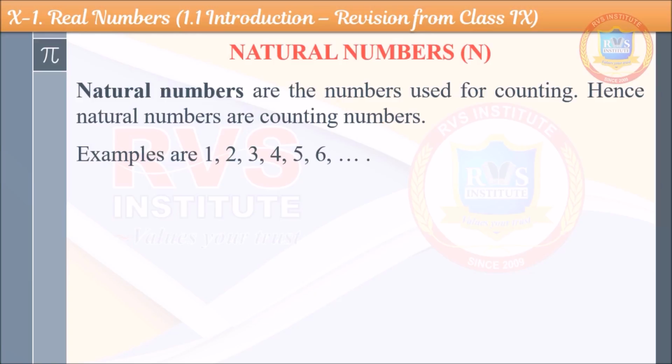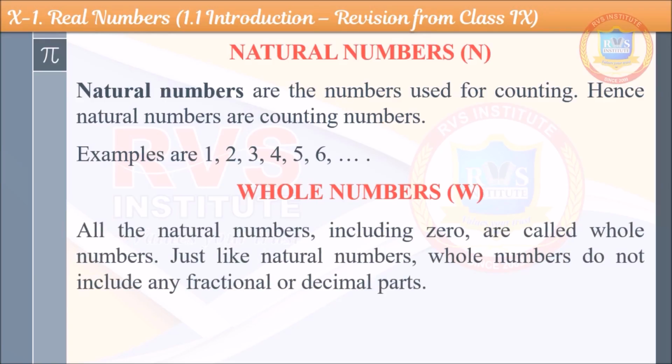Natural numbers are very easy to understand. Whatever is present in nature, we can count it and we use some numbers to count it. These numbers are the natural numbers. 0 is not there. If we add 0 to these numbers, it becomes the set of whole numbers. The next is whole numbers. All the natural numbers including 0 are called whole numbers.